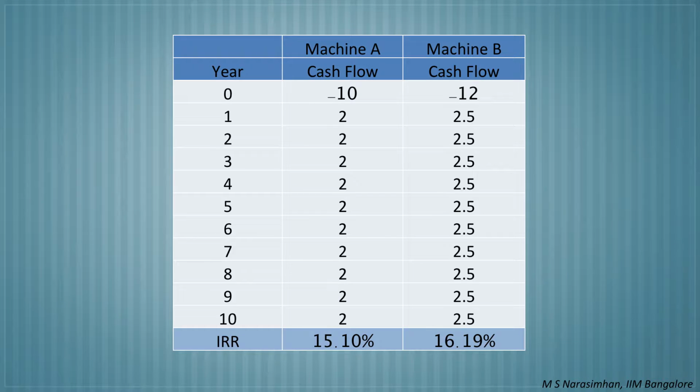The IRR of machine A and machine B are 15.1% and 16.19% respectively. Since the IRR of both machines are above the cost of capital of 12%, both qualify for investment. Since they are mutually exclusive investment proposals, the decision is in favor of selecting machine B, whose IRR is greater than the IRR of machine A.